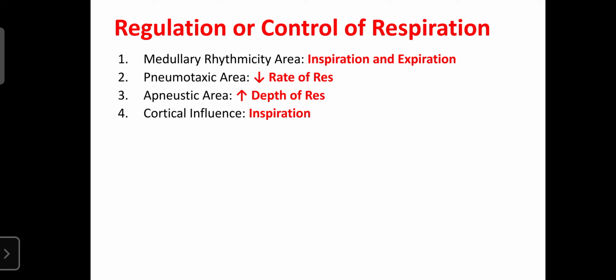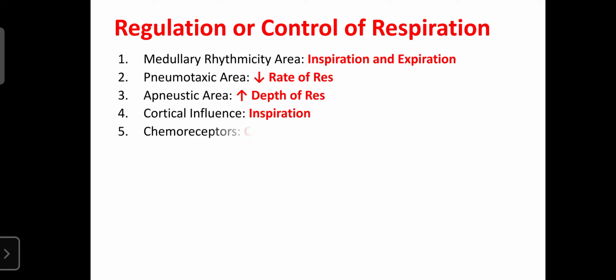At that time the brain itself requires oxygen, and that organ also requires oxygen. So according to its activity, the cerebral cortex influences or regulates inspiration, according to what it instructs the organs to do. That is why the cerebral cortex is also involved in the regulation or control of respiration.